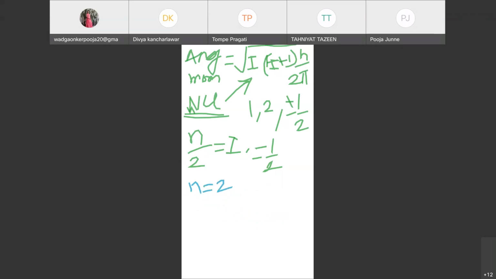I is equal to n upon 2, and if n is equal to 2, then 2 by 2 is equal to 1. What does it mean? The term which I taught you, is it proved or not? Yes, it is just proved here.